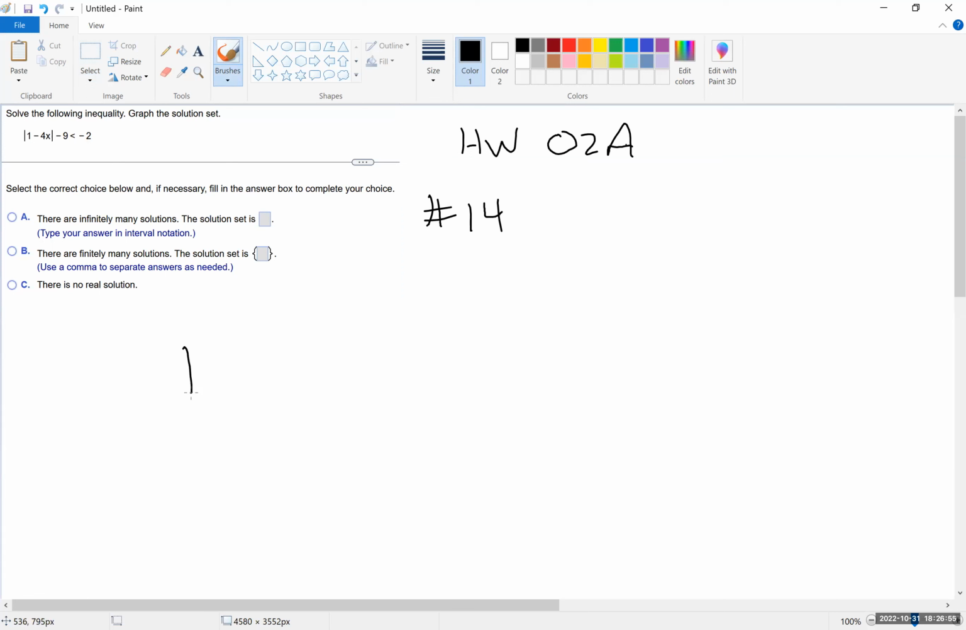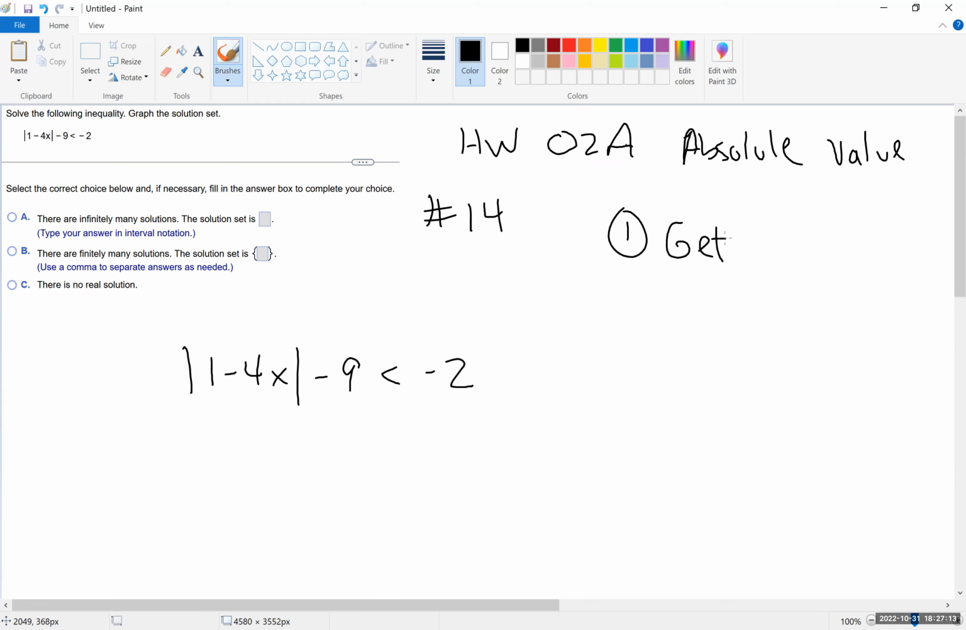It's the absolute value of 1 minus 4x, minus 9, is less than -2. All right. When we are dealing with an absolute value, how do we deal with it? The first step to dealing with an absolute value is always get the absolute value, AV, by itself. And this doesn't matter if it's an equality or an inequality. The first thing you've got to do is get the absolute value by itself.